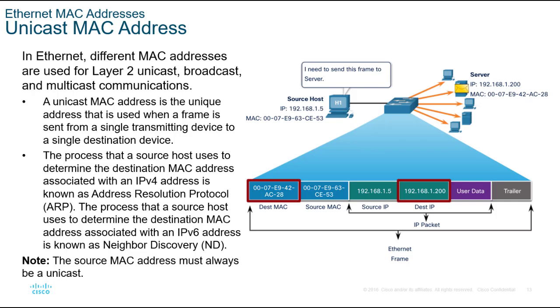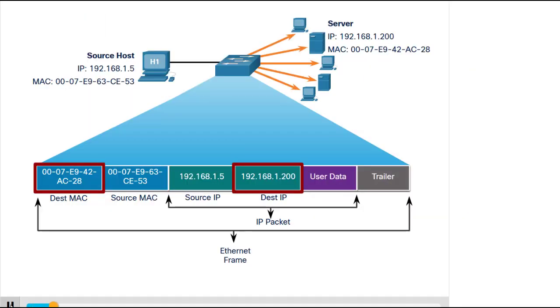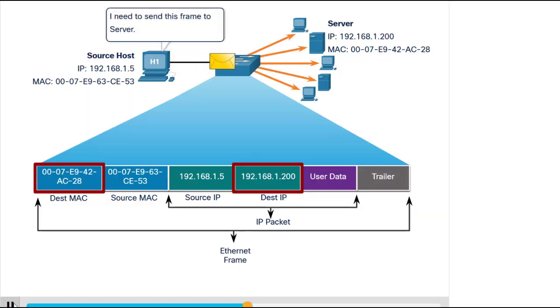Before we get into those, it's time to introduce the term unicast, which refers to the unique MAC address that was just discussed and is used when a frame is sent from a single sender to a single receiver or destination device. The animation demonstrates a unicast frame being processed. In this example, the source host requests a web page from the server at IP version 4 unicast address 192.168.1.200, which is the destination IP address in the IP packet header. Then, the corresponding destination MAC address must also be included in the Ethernet frame header.